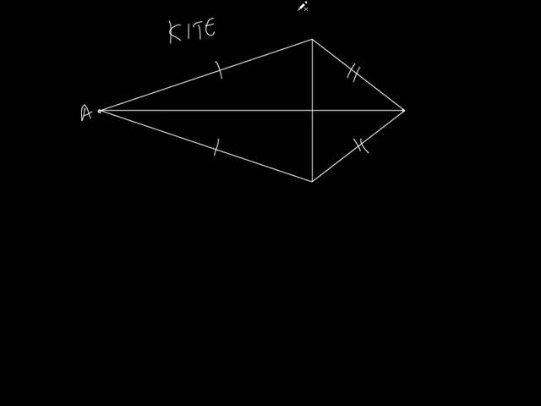Let's put some letters in here. A, B, C, D, and we'll call this X. Just to be different. So look what we have. The definition basically says that AB is going to equal AD, and CB is going to equal CD. That's by definition. We good with that?